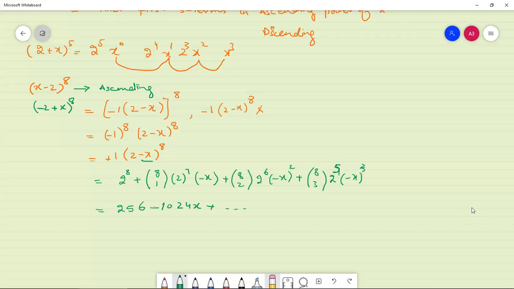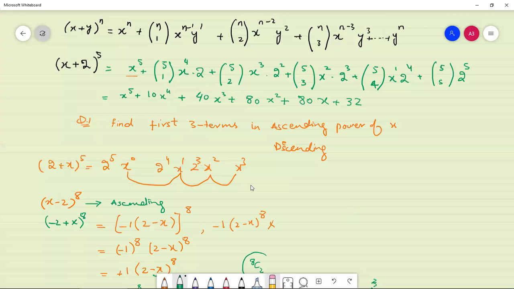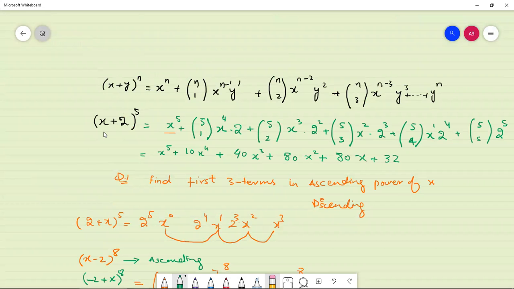Now calculate this in this way, just using the calculator. This is the combination sign. It means it can be written as 8c2. Okay, 8c2. So the first thing which we learned today is ascending and descending power. I'm going to repeat that if you want to find the series in descending power, then x should be written first, and if you want to find the series in ascending power, then you should write the other term first.